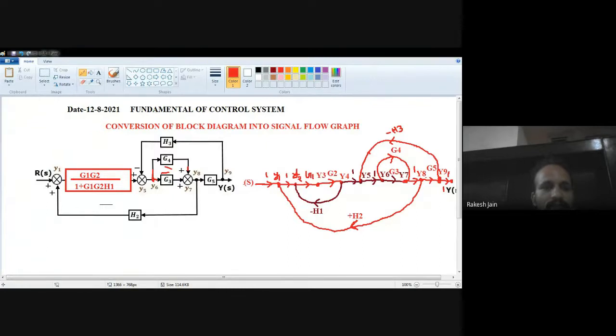So the G3 and G4 blocks will be removed, and there will be a single block, that is G3 plus G4. So I just remove these blocks, and only a single block will come whose value is G3 plus G4.